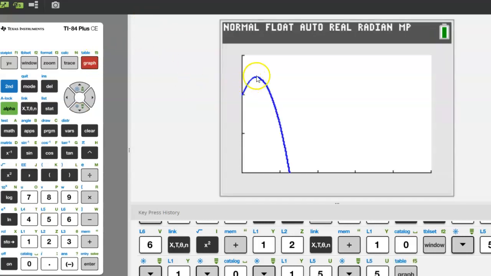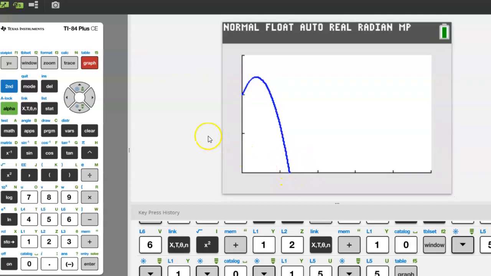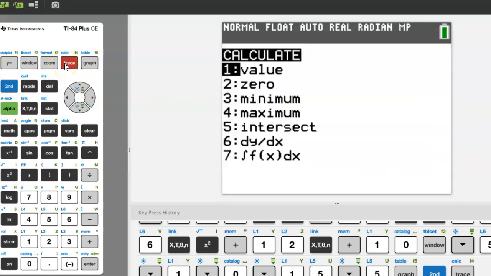We could see everything we need, because we're looking to see when that ball hits the ground. We're trying to figure out this value here. To do that, we're going to go to second, trace. Don't actually trace your graph. We're going to go to second, trace. Our x-intercept is called a zero. I want to find out when it hits the x-axis, or what the zero is there. So hit 2.